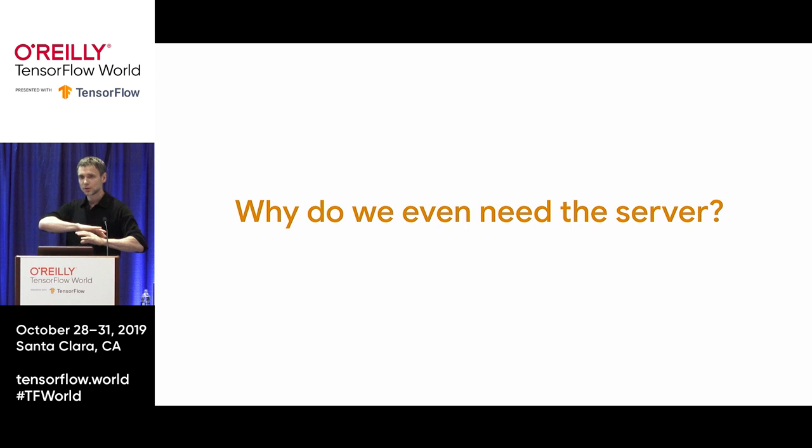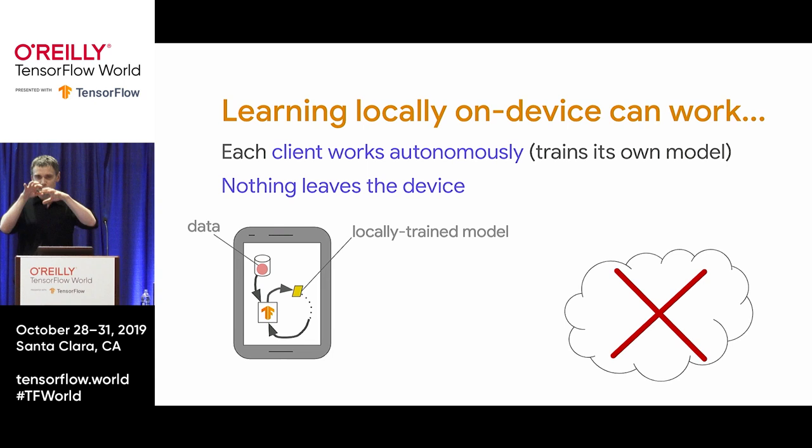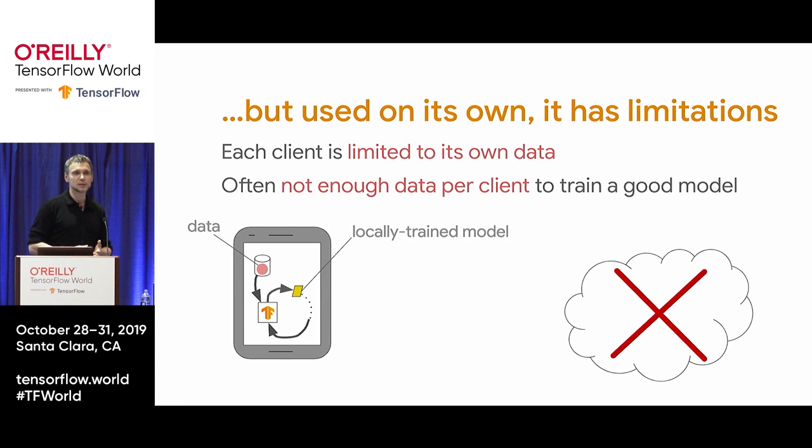Maybe we go to the complete other extreme. So ditch the server and the cloud. Now each client is its own bubble. It has its own TensorFlow runtime, its own model, and it's grinding over its data to train, and doesn't communicate with anything. So now, of course, nothing leaves the device. None of the concerns from the preceding slide apply, but we have other problems. A single client very often doesn't have enough data to create a good model on its own. So this doesn't always work.